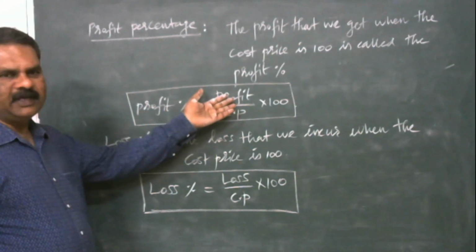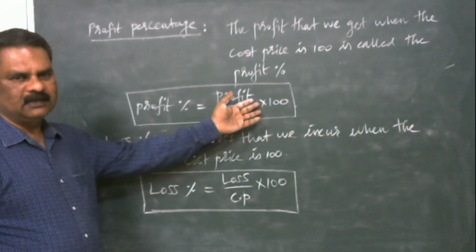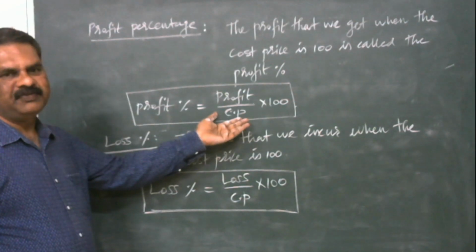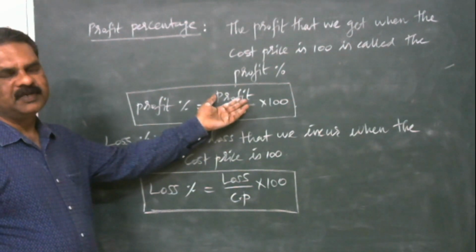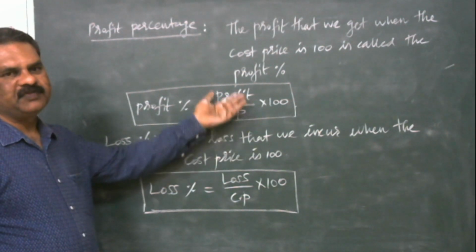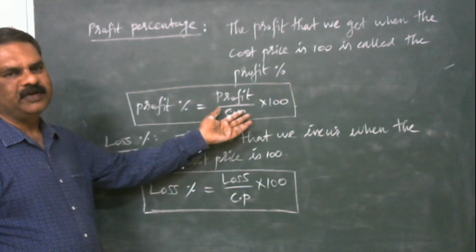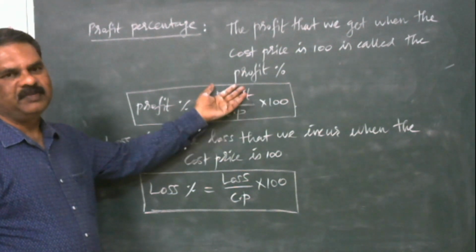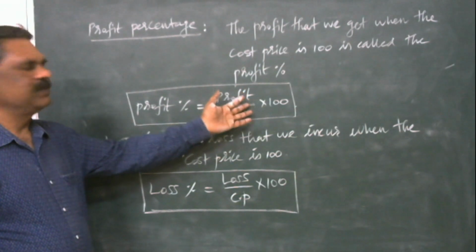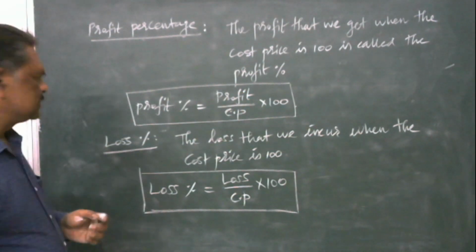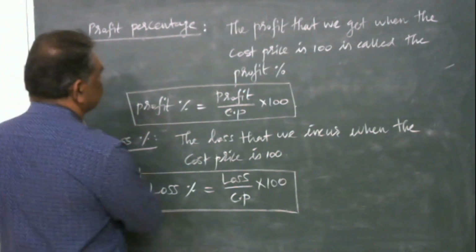So we will be converting the profit to 100. Suppose the cost price may be 50, profit is 5 rupees. 50 rupees, 5 rupees is profit. Then convert into 100, 100 rupees, profit will be 10 rupees. So profit percentage is 10%.